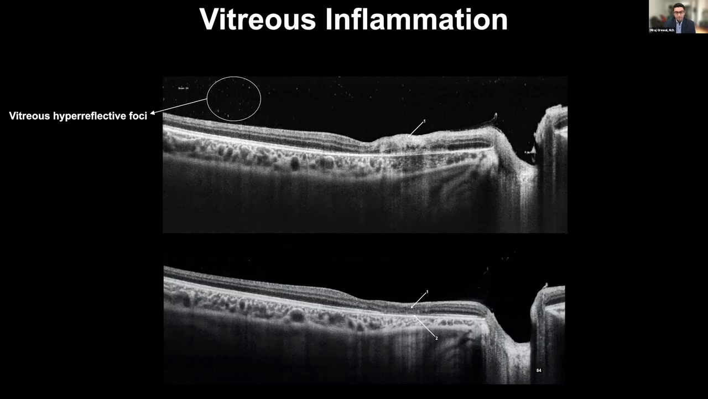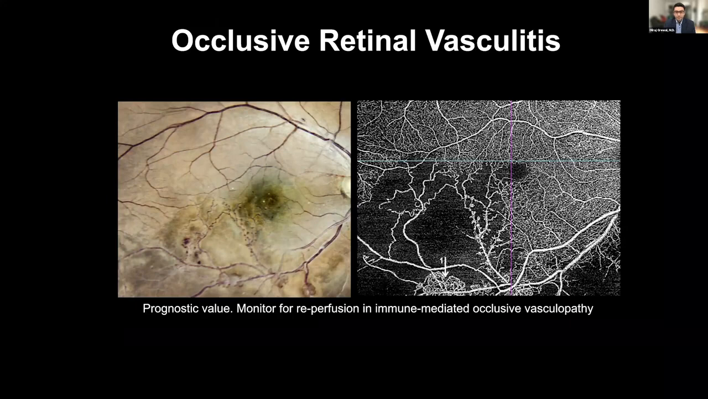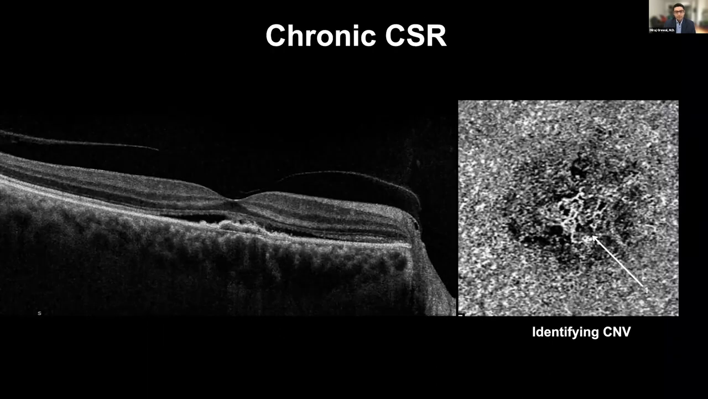These are particularly useful in pediatric patients because you can really get a sense of the activity level of inflammation. In patients with occlusive retinal vasculitis, again, OCT-A offers prognostic information. It is also very helpful in these immune-mediated occlusive vasculopathies to monitor for reperfusion after initiation of aggressive immunosuppressive treatment, because the underlying process is different than a VEGF-driven retinal vein occlusion process. In cases with chronic central serous retinopathy, obtaining an OCT-A scan is quite helpful to identify the presence of small type 1 choroidal neovascular membranes, which may indicate a response to anti-VEGF therapy.